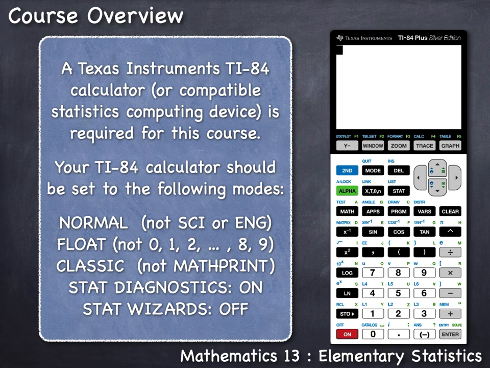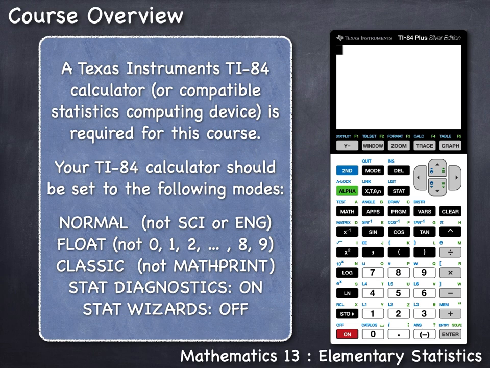A Texas Instruments TI84 calculator or other compatible statistics computing device is required for this course. A TI83 model calculator is absolutely compatible with the TI84. They share the exact same keyboard and menu structure, so either one will work very well for this course.